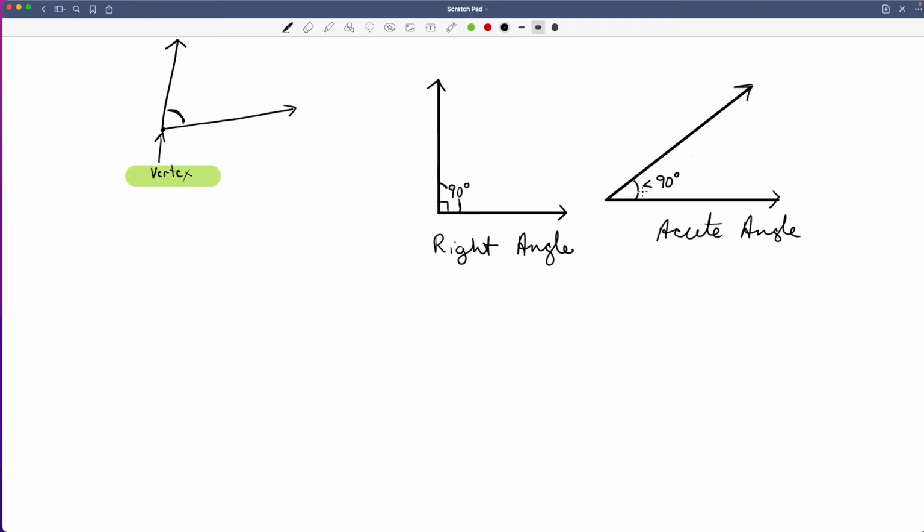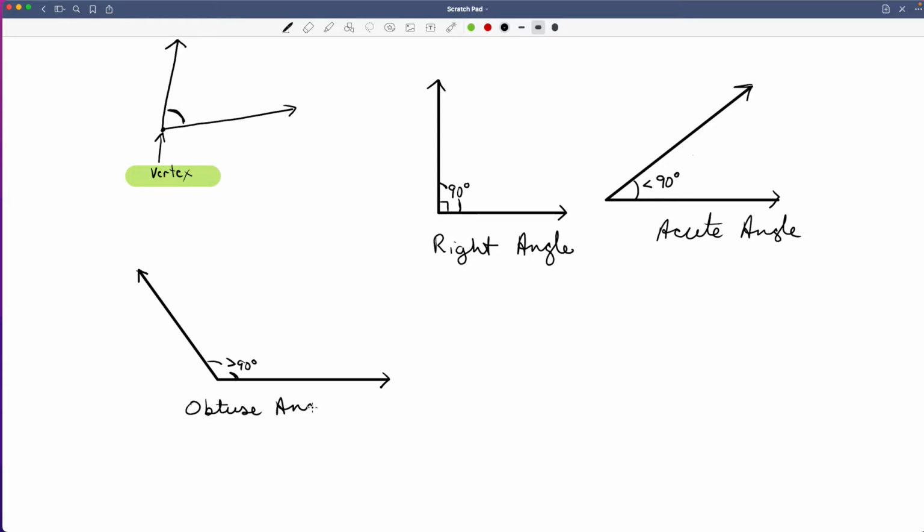And then there's one other type of angle, and that is when you have a straight line, with a point in the middle right here. This is called a straight angle. The angle measures 180 degrees.